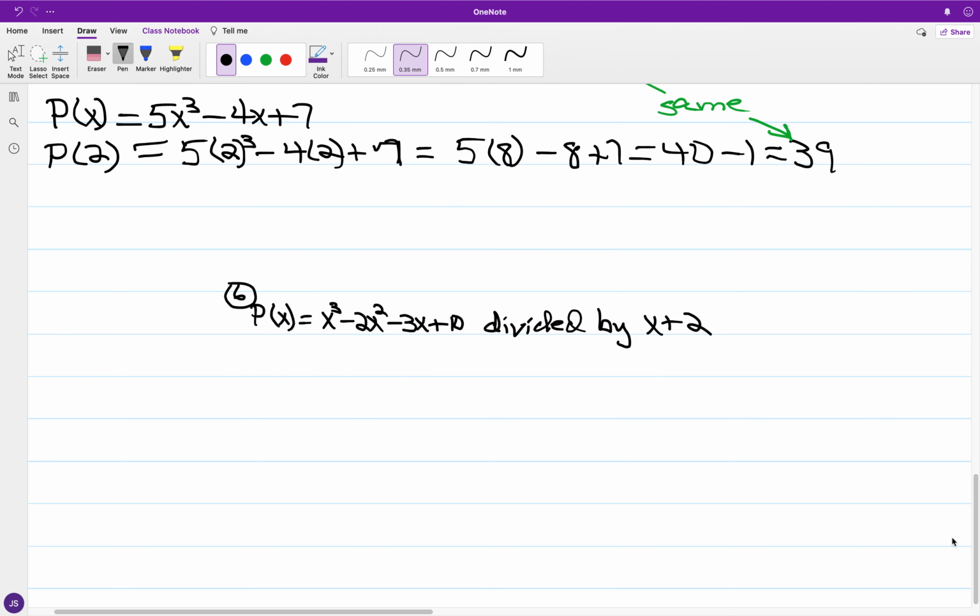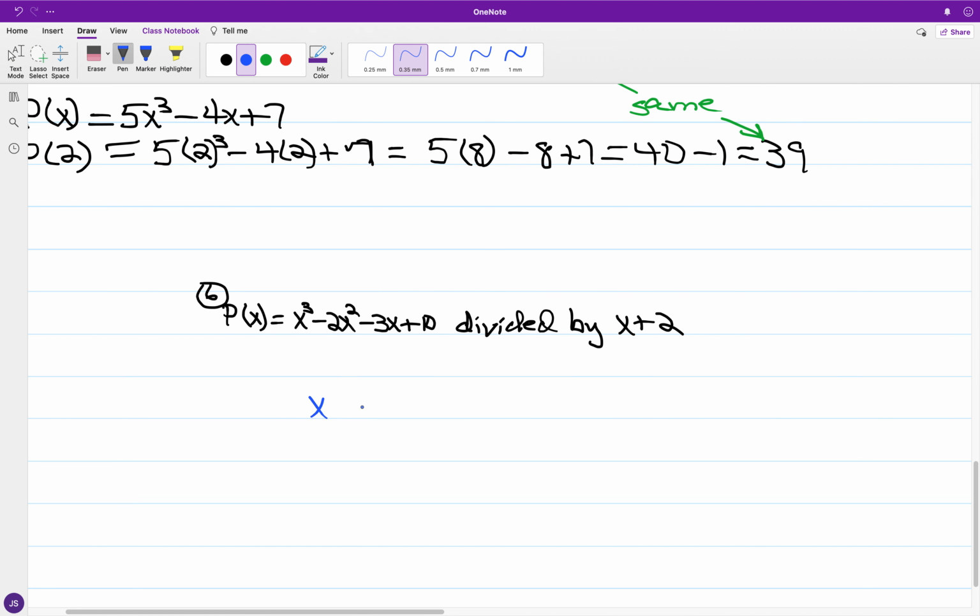All right. So in terms of polynomial division, the divisor we have is x plus 2. And again, I can use long or synthetic division directly. So again, the dividend is x cubed minus 2x squared, minus 3x, and plus 10 at the end.